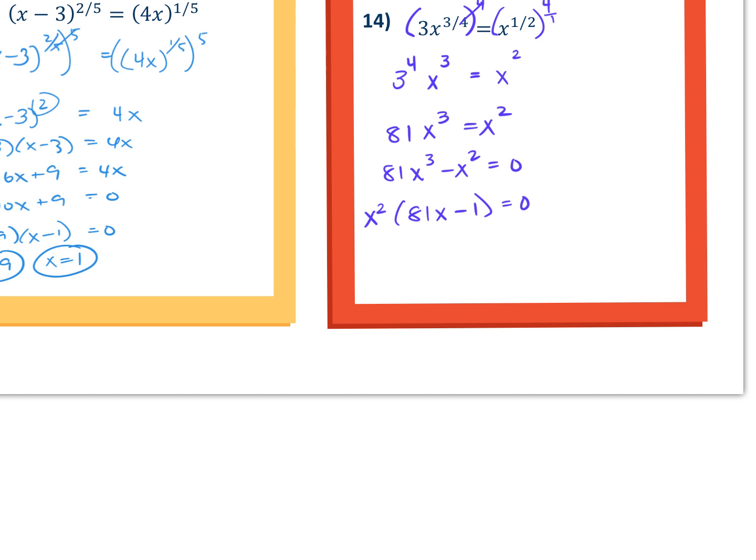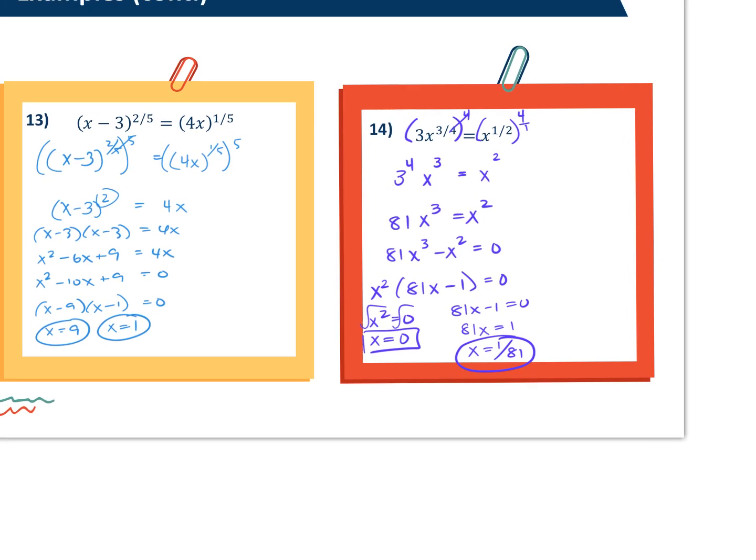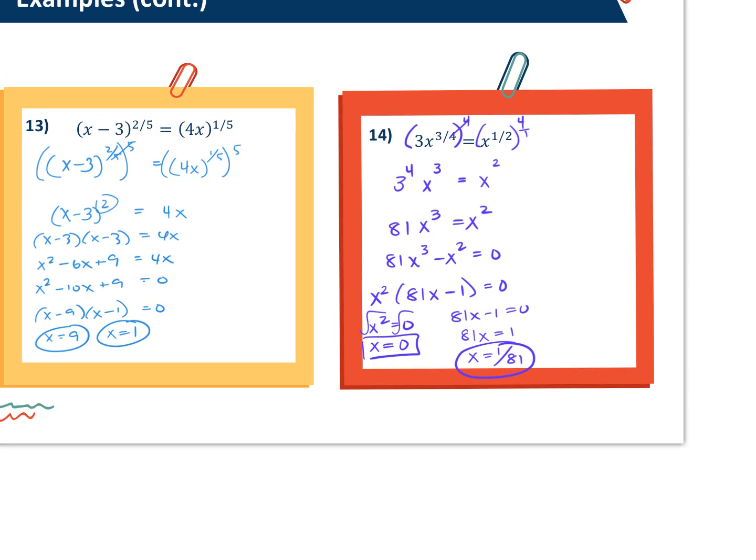And so at this point, I could solve x squared equals 0. That means x equals 0. And here I got 81x minus 1 equals 0. So 81x equals 1. And x equals 1 over 81. And so I was able to find my two solutions, but it was a little bit different. But again, you can raise it to a power that will, at a minimum, get rid of your denominator. And by the way, these two answers do work because I have checked them. Okay.